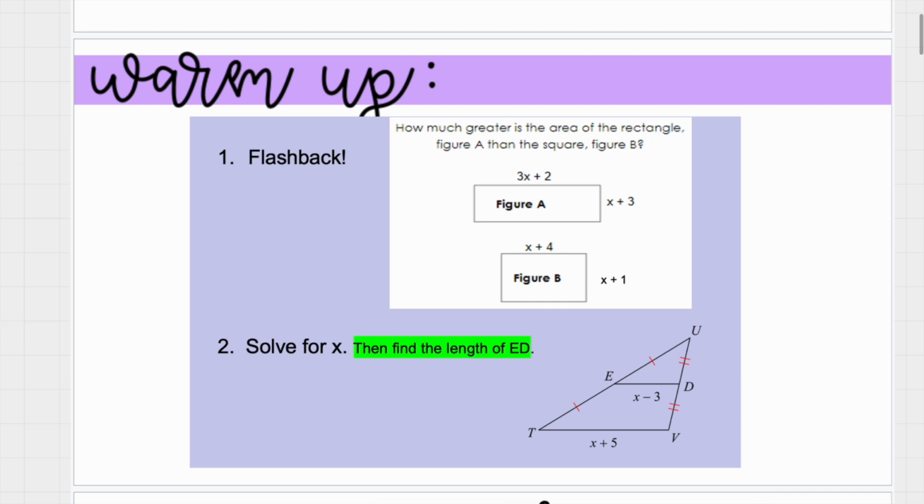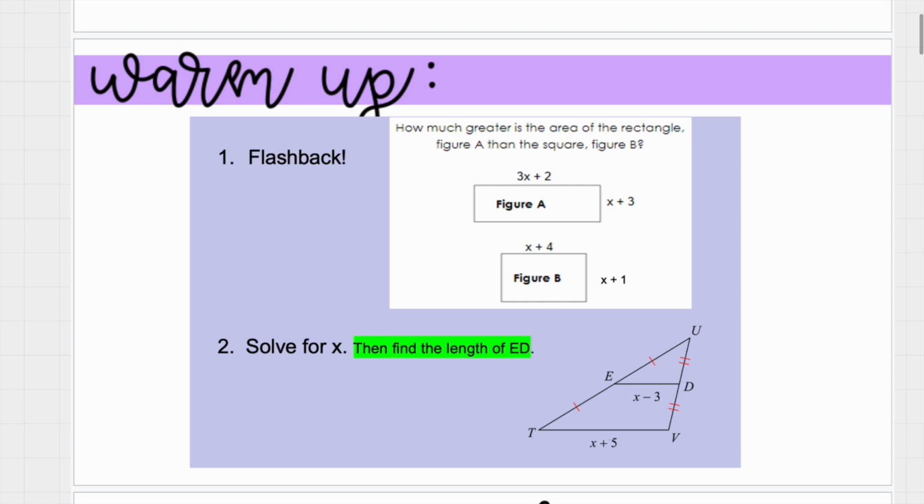And then after that, you're going to look at number 2 and see if you can figure out what x is if you have x's in these two positions. Well, these congruence marks are telling you something. The congruence marks on both sides are telling you that ED is a mid-segment, and that's going to tell you the relationship between x minus 3 and x plus 5. Take a second and do as much of this as you can. Pause the video and then come back to it.